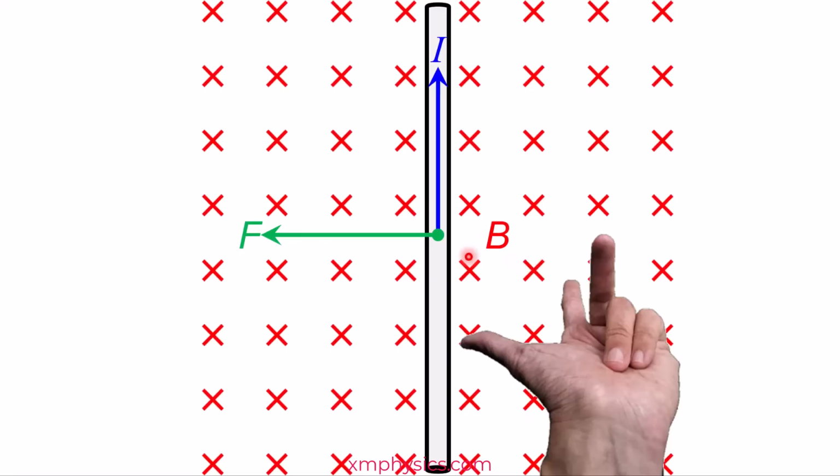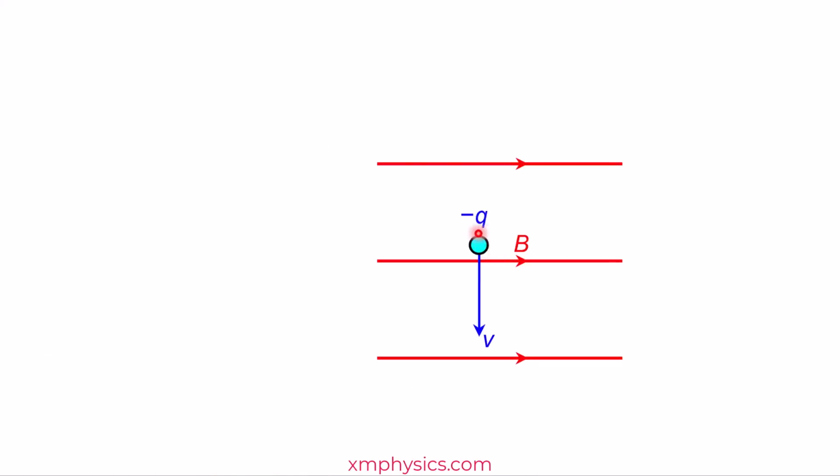So what have we learned? If you are talking about a current carrying conductor, then we talk about the BIL force, and you use Fleming's left-hand rule to figure out the direction. If you are talking about individual charged particles moving in a magnetic field, then we talk about the BQv force. As for the direction, you still use Fleming's left-hand rule. You just have to be careful. The middle finger must point in the direction of conventional current. So if you're having negatively charged particles moving downward, your middle finger must point in the opposite direction.